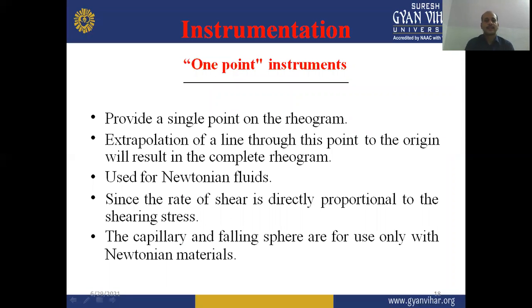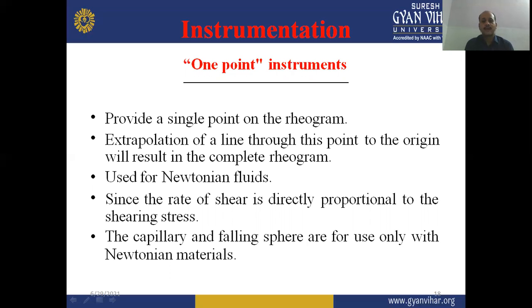One point instruments provide a single point on the rheogram. When we plot the rate of shear and shear stress on a graph, it is known as a rheogram or consistency curve. Extrapolation of a line through this point to the origin will result in the complete rheogram. It can be used for Newtonian fluids, which obey Newton's law of flow, where the rate of shear is directly proportional to the shearing stress. Since the rate of shear is directly proportional to the shearing stress, the viscosity can be easily measured with the help of these types of instruments.